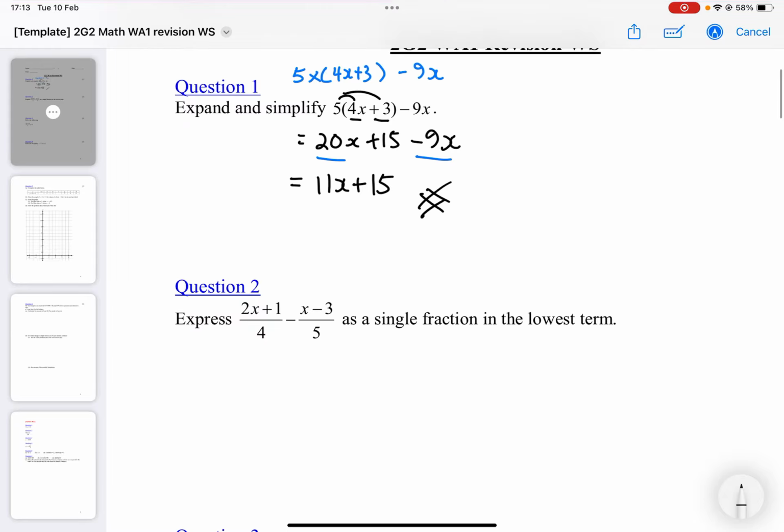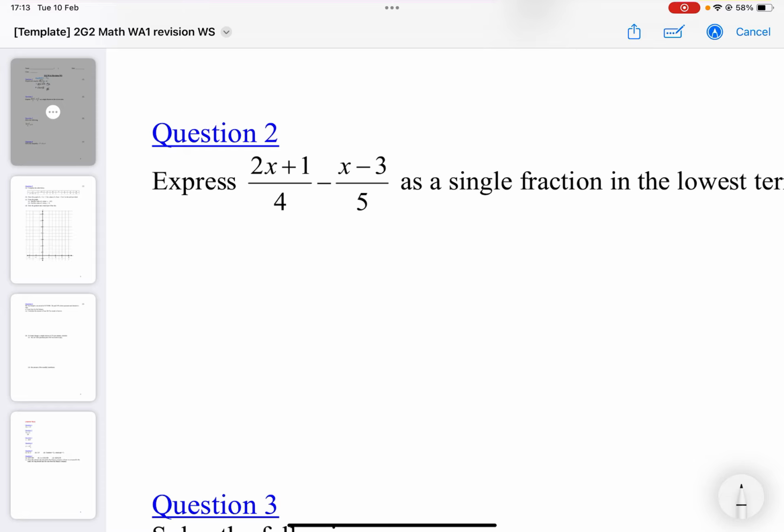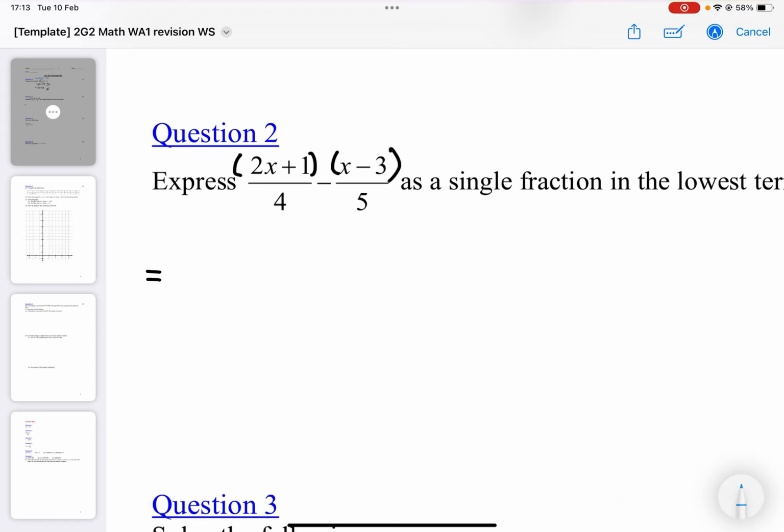Okay, then question 2, we want to express a fraction subtracting a fraction. So every time we see a fraction, numerator or denominator got more than one term, number one thing, add the bracket first. Okay, then fraction minus fraction, primary school learn before, we need to make common denominator. So here times 4, here times 5, then they will become the same.